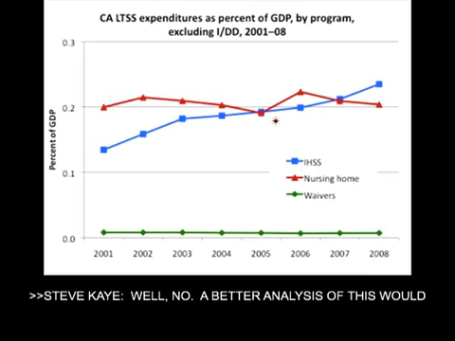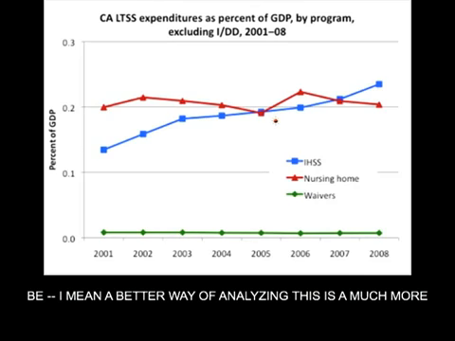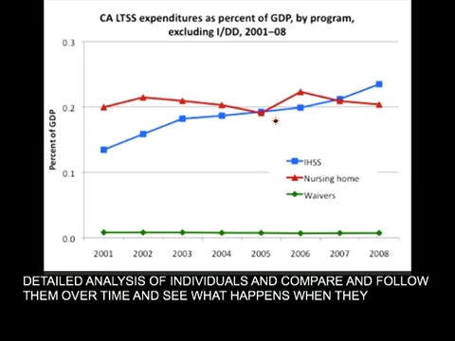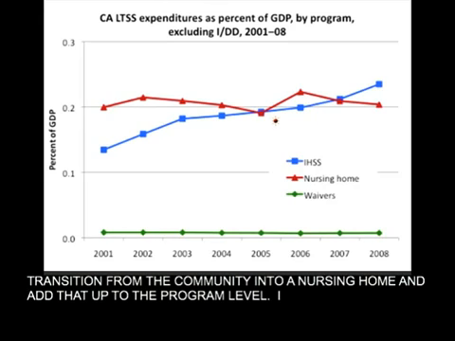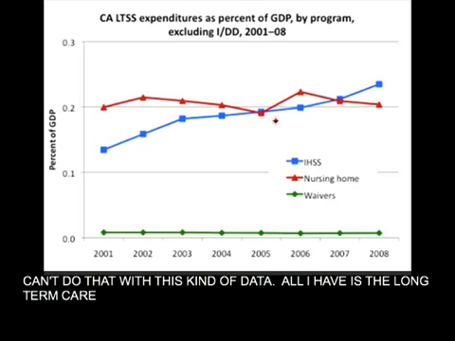Well, no. A better way of analyzing this would be to do a much more detailed analysis of individuals and compare, follow them over time and see what happens when they transition from the community into a nursing home, and then aggregate that to the program level. I can't do that with this kind of data.